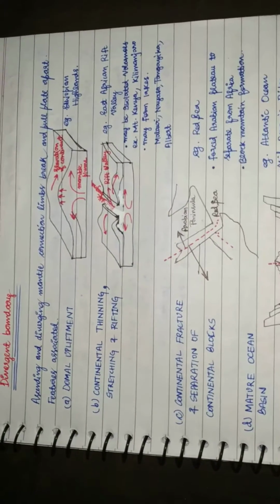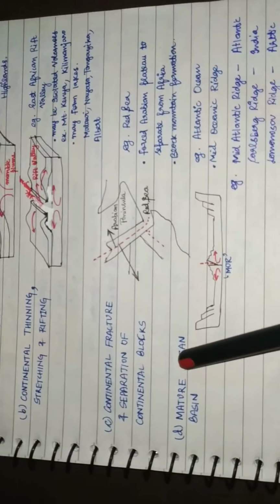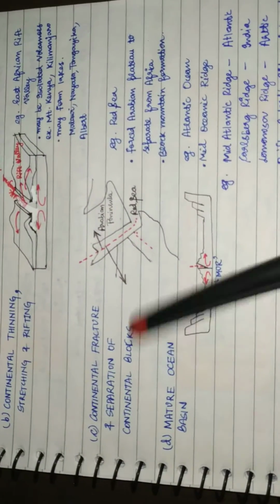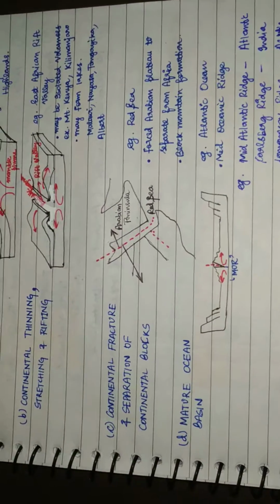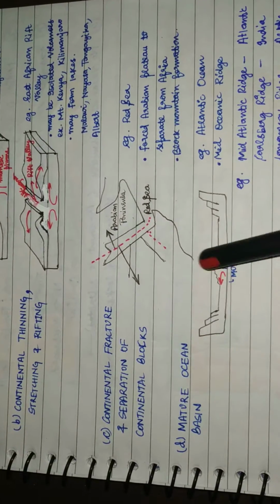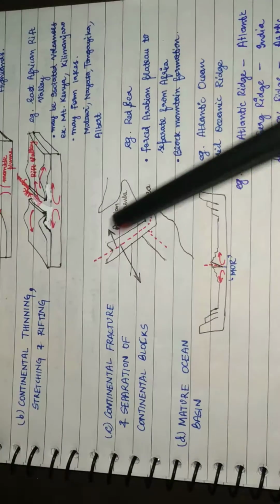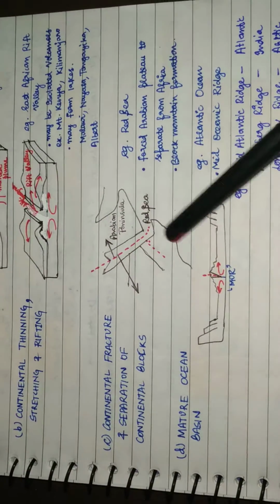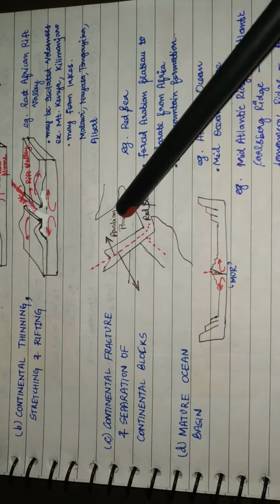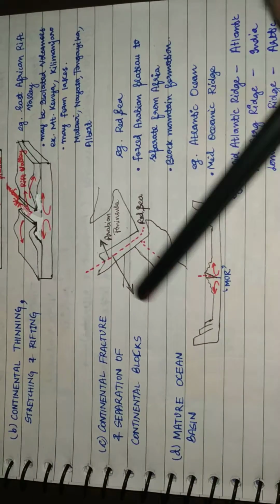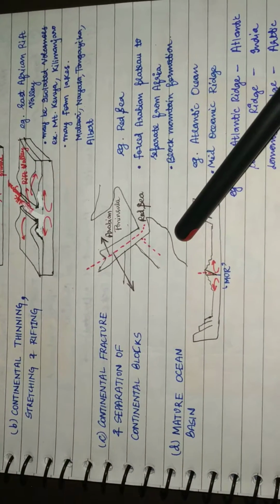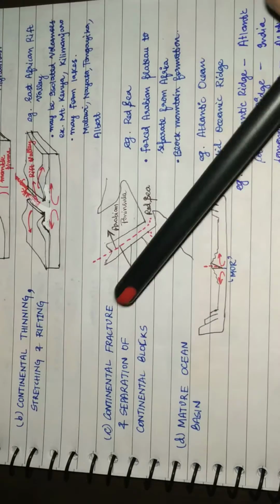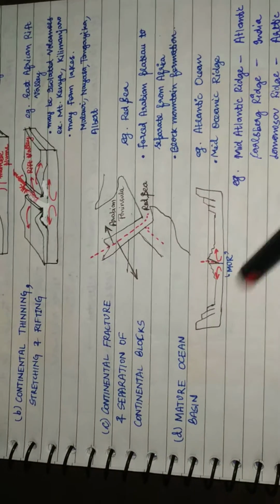Third is continental fracture and separation of continental blocks. After continental thinning and rifting, what happens is the continents separate, forming a small narrow ocean. Example, current Red Sea between Arabian Peninsula and the African plate. And there are block mountains which are formed here.